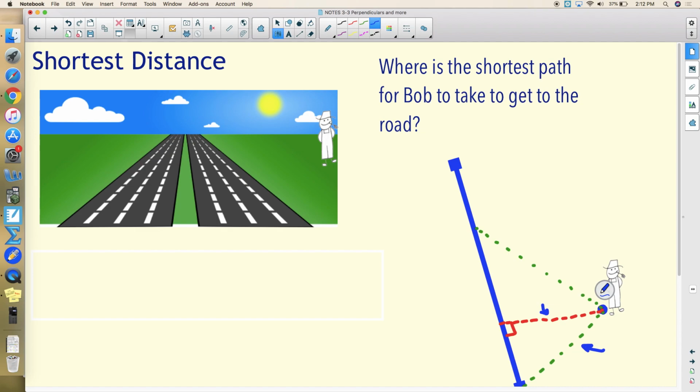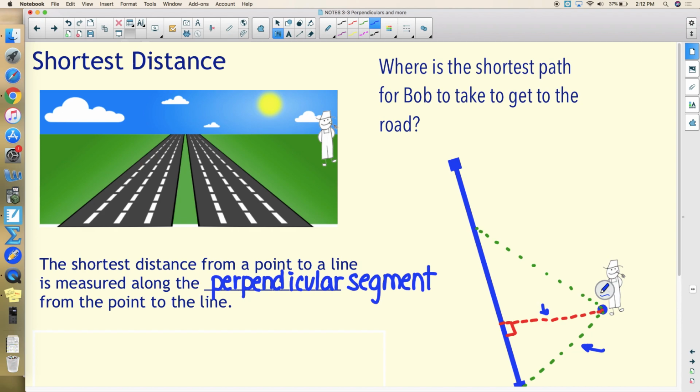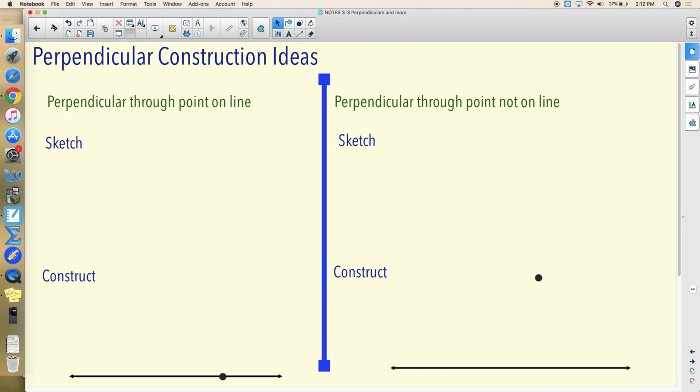So when we're looking for shortest distance between a location and a line, we'd be looking for measuring along the perpendicular segment, not the perpendicular bisector, because lines can't be bisected. The perpendicular segment from that location to the line. And again, pause the video anytime you need an extra moment to take the notes.